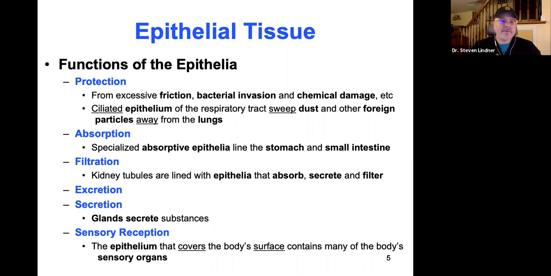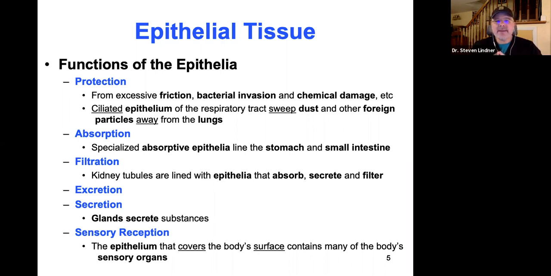Cilia are very prone to damage as well, especially from smoke. We don't want those cilia burning off. We don't want them becoming paralyzed. We want them functional and constantly beating superiorly to clear out any debris.